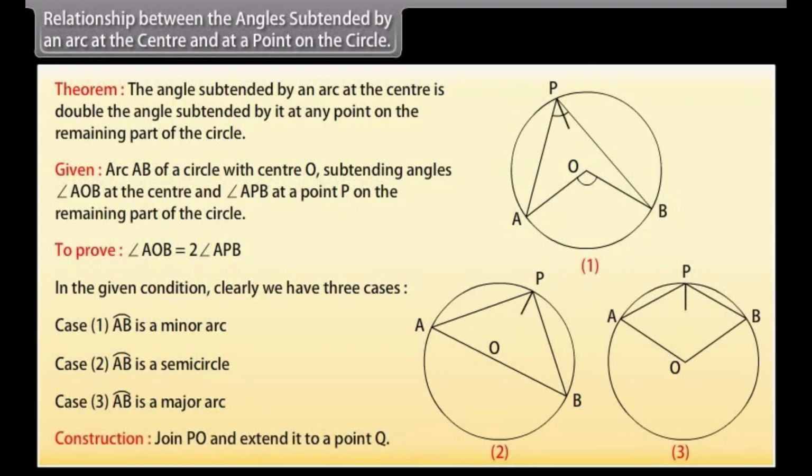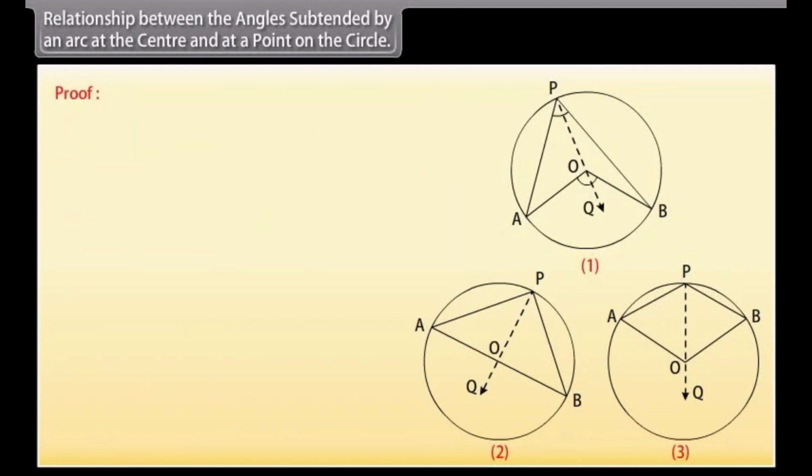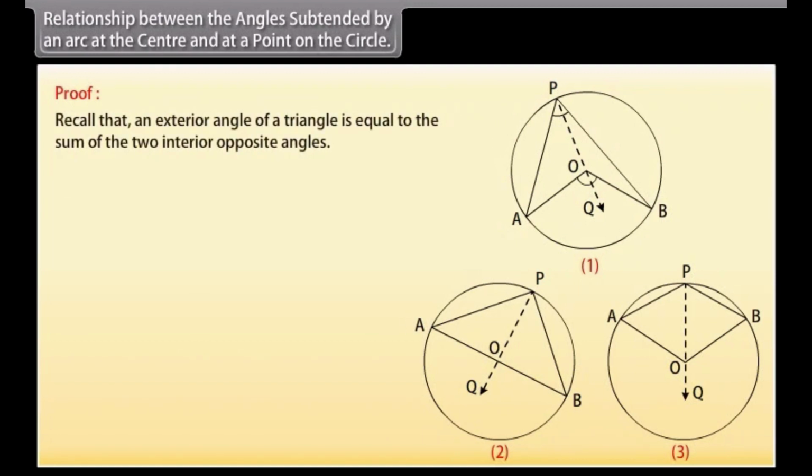Construction. Join PO and extend it to a point Q. Proof. Recall that an exterior angle of a triangle is equal to the sum of the two interior opposite angles. So we have angle QOB is equal to angle OPB plus angle PBO.